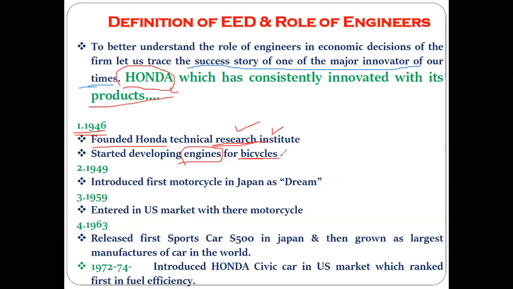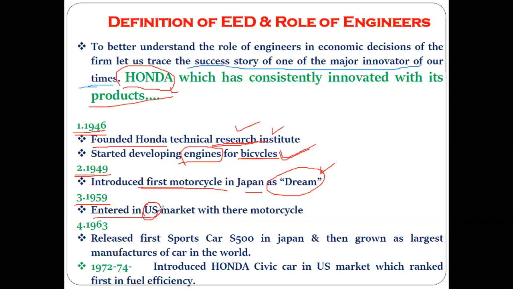They started the engines for what? Bicycles. They started developing the engines for bicycles. Then in 1949 they introduced their first motorcycle in Japan. Name of that first motorcycle is what? Dream motorcycle. Now in 1959 the Honda company entered the US market.